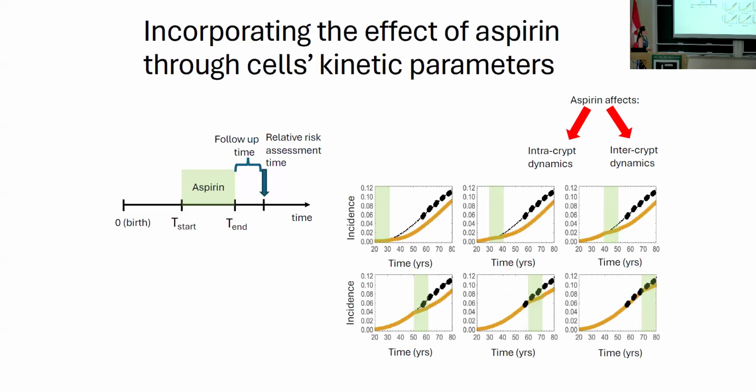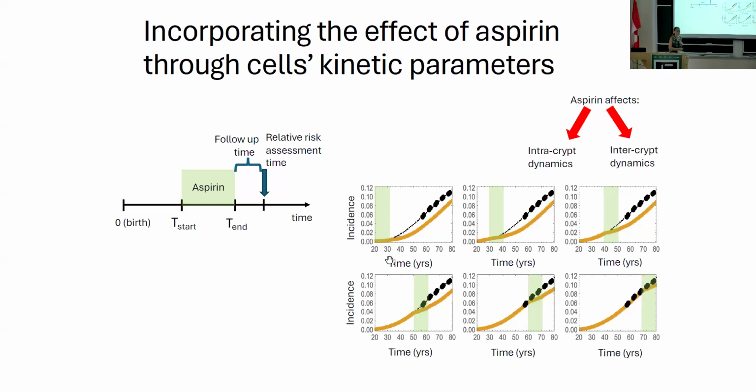And so these are some of the results. We apply aspirin for a certain amount of time, and we measure the effect at a later stage. For each of these graphs, the fat black dots are the data, epidemiological data for a general population, the rate incidence for late adenoma. The thin black line is our model fitted to that data. Okay, it fits. That's how we parameterize it. So we can reproduce the general population.